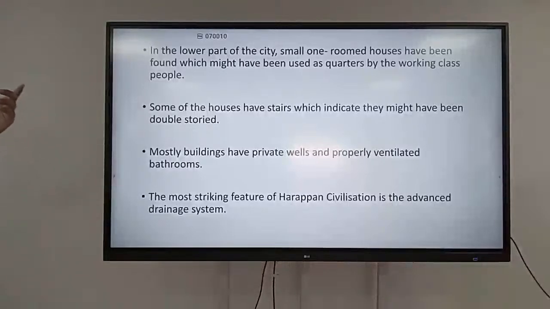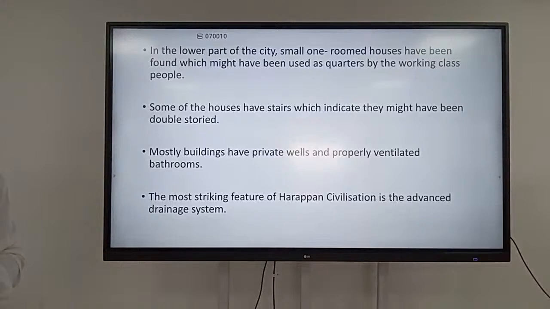Each and every private house has a well, and that well is connected to the bathrooms. They have separate bathrooms also. In the bathrooms, tiles were also there. Apart from that, the houses were generally square in shape, with one or multiple rooms, one, two or more than two rooms. And every house has an open courtyard.